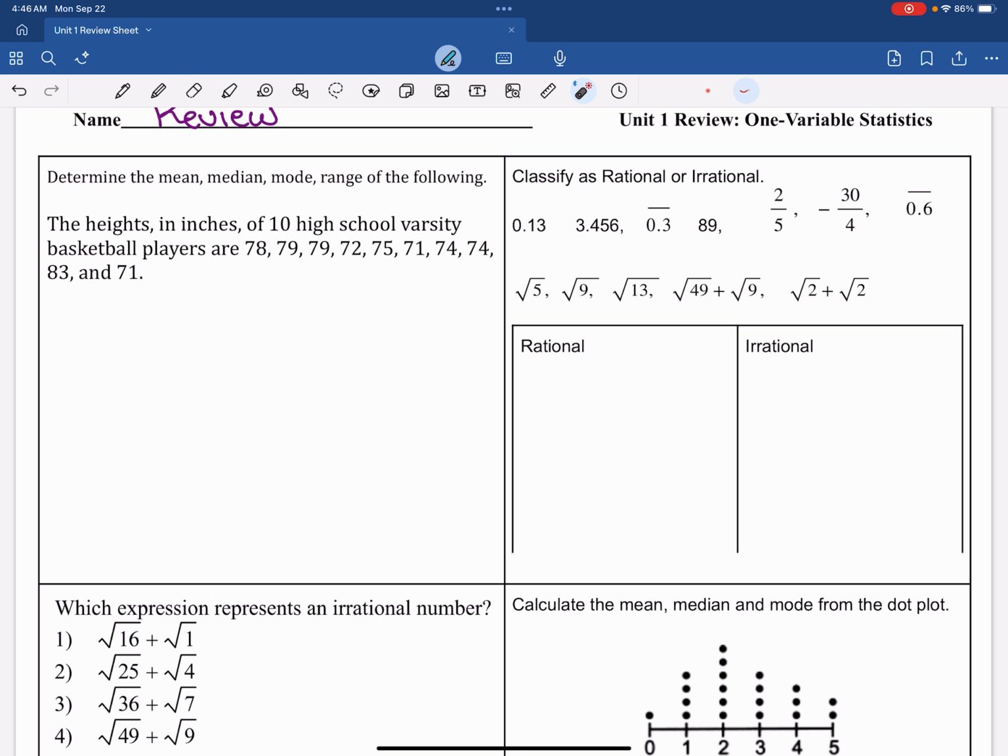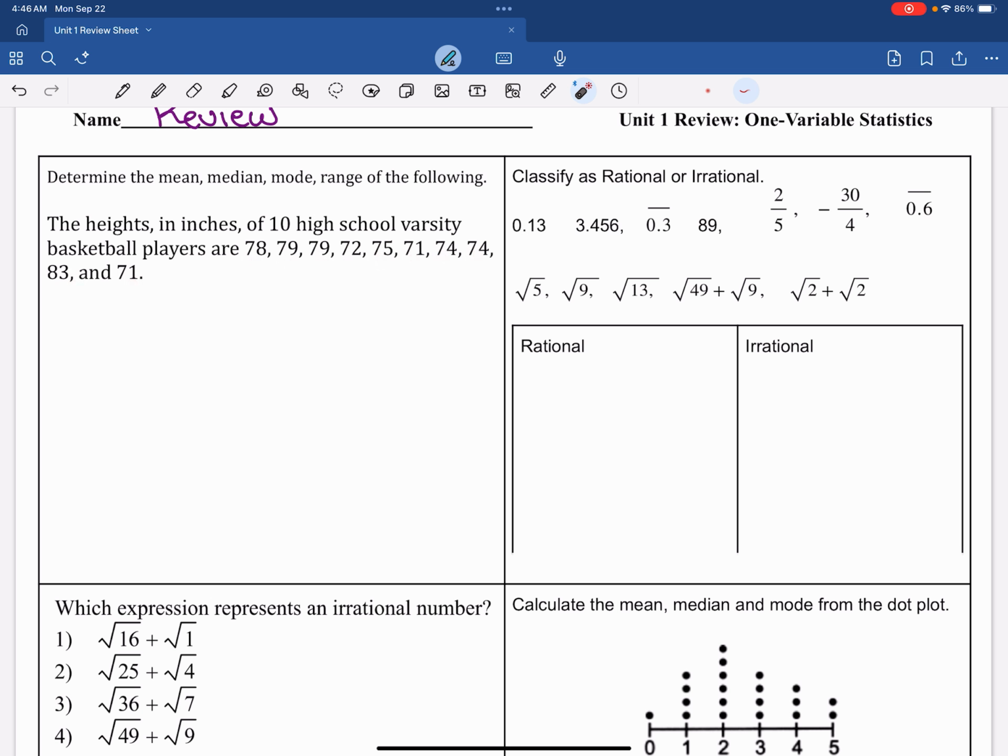Just so you remember, mean is when you add up all the numbers and then you divide by how many they are. So you would do 78 plus 79 plus 79 plus 72 plus 75 plus 71 plus 74 plus 74 plus 83 plus 71. And then you would divide that total by 10 because we have 10 numbers.